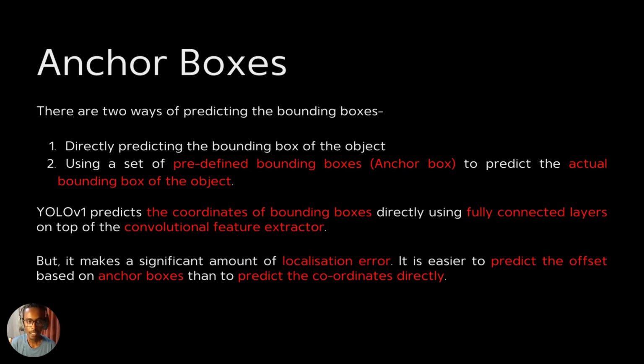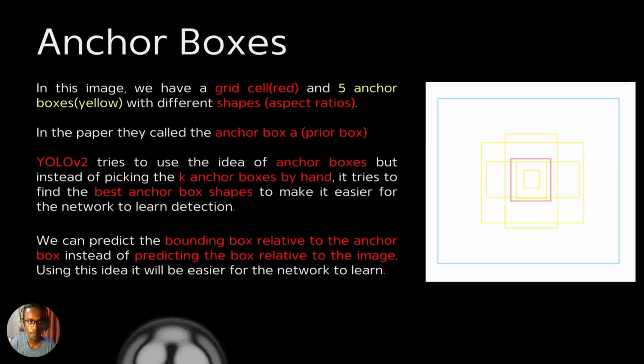So instead of predicting the bounding boxes out of the blue, if you have a predefined set of bounding boxes with different aspect ratios, then you modify them and morph them so that they can better fit the predicted bounding box, the final box. It's much better for the model to learn and adjust to that bounding box. So in this image, we have a grid cell that's shown in red and 5 anchor boxes for that specific cell, with different shapes and aspect ratios.